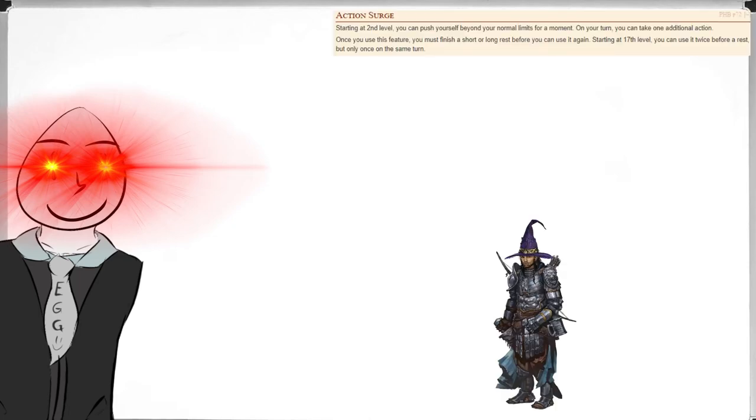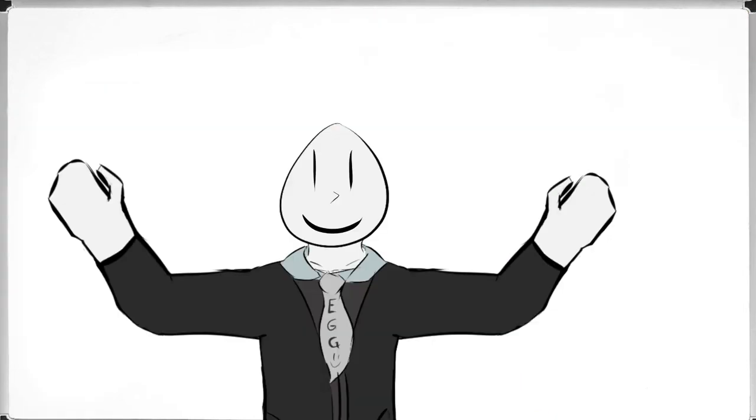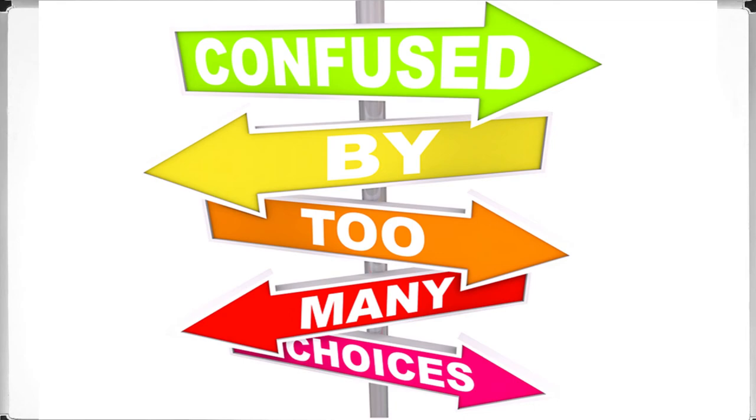Now, remember Fighter? Action Surge that for another turn to attack and blast. Remember Metamagic Adept? Quickened Spell for another set of blasts. Though do take a note here. Last 3 levels you can put into anything. Literally anything. Ideally into Sorcerer to get more mileage out of your Sorcery points.